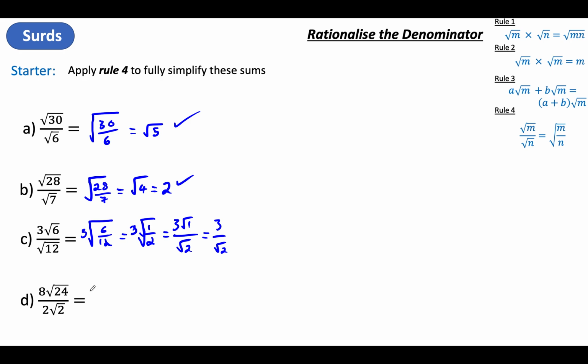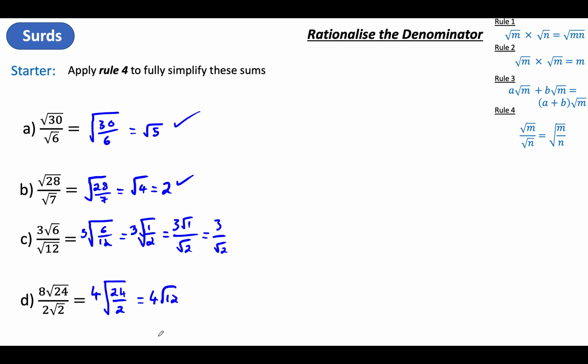Now let's have a look at this. So we can actually do 8 divided by 2 first of all to get 4. We can just do that division straight away. That's nice and straightforward. And the third part of it can go into its own little fraction inside a square root, 24 over 2, which will be 12, won't it? 24 divided by 2 is 12. So 4 lots of root 12.